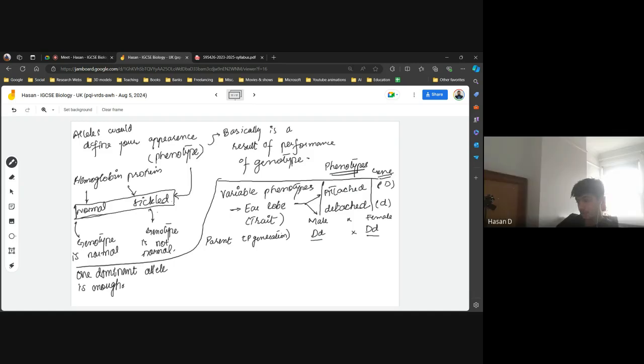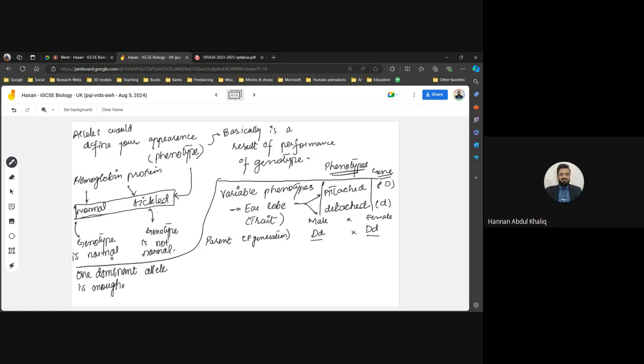Attached. Why? Because we are given the fact that one dominant allele is enough. Both dominant alleles, very good, but one dominant allele is enough.